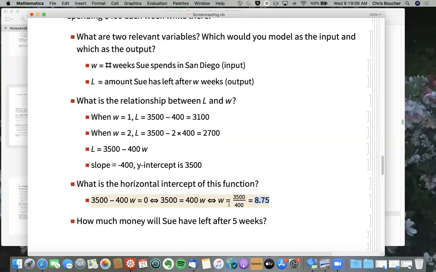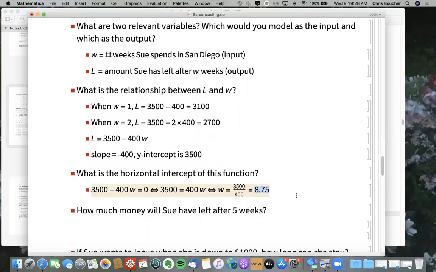This has an interpretation in the problem as well, right? Because this is a W value, right? W is 8.75. So it's a number of weeks because that's what the input variable is measured in. And it's the number of weeks until her amount of money left is 0. That is, this is how much time she has until she's out of money, 8.75 weeks. All right, common questions when you have a model like this with an input variable and output variable. There are two sort of flavors of common question.